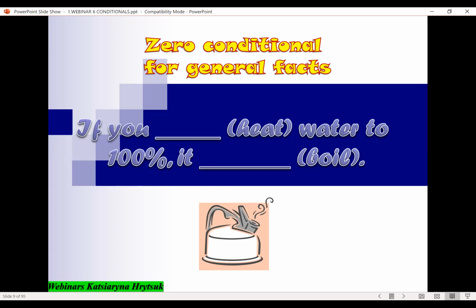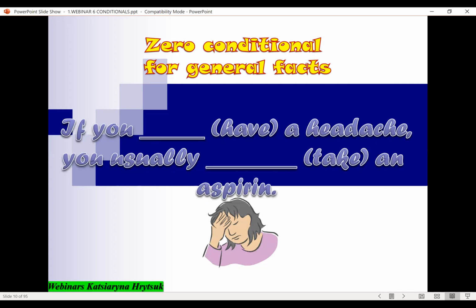Zhenya. If you heat water to 100 degrees, it boils. It's not percent, it's degrees. Can you repeat, please? It boils. Present simple. He, she, it, we add s to the verb. Right? So if you heat water to 100 degrees, it boils. Don't forget, it's not only the verb without any s.